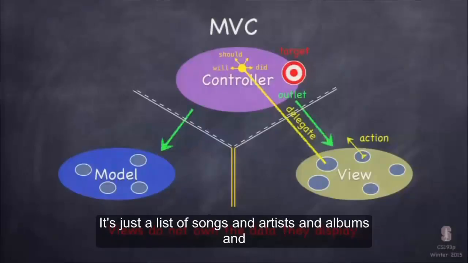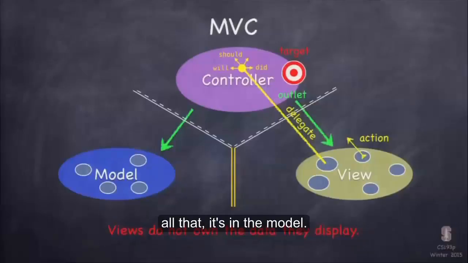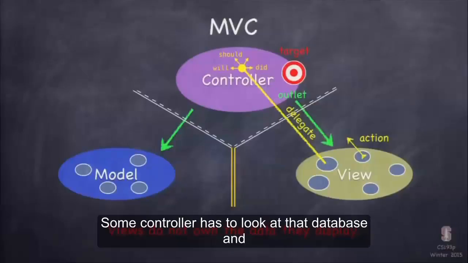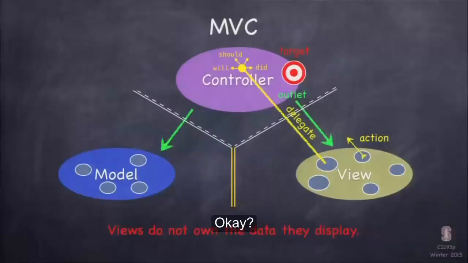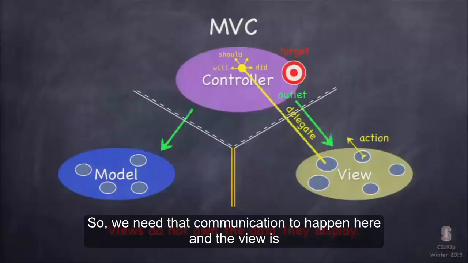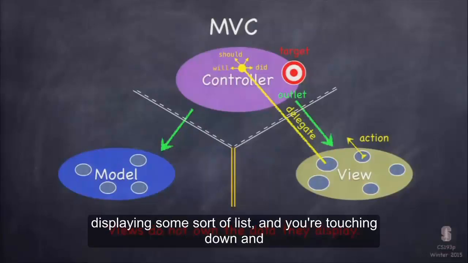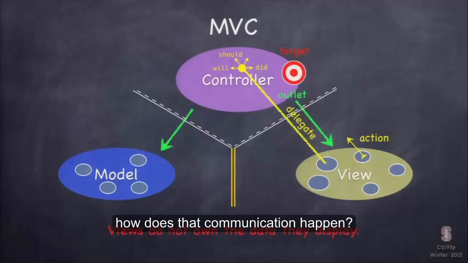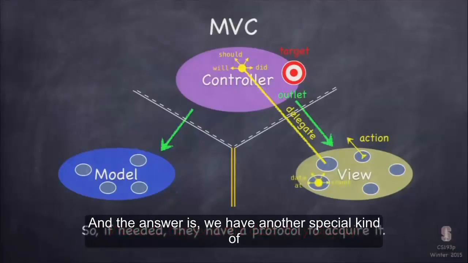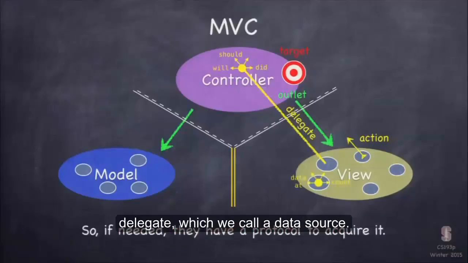It has nothing to do with UI. It's just a list of songs and artists and albums and all that. It's in the model. Some controller has to look at that database and tell a view how to display all those songs. So we need that communication to happen here, and the view is displaying some sort of list, and you're touching down and flicking on the list and trying to see more songs. How does that communication happen? The answer is we have another special kind of delegate, which we call a data source.